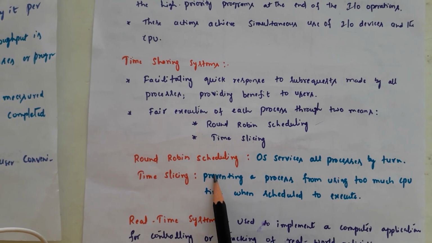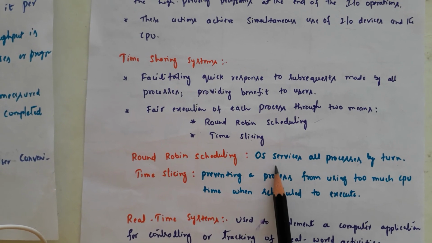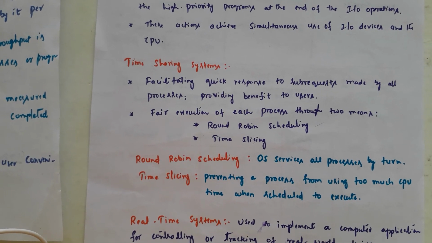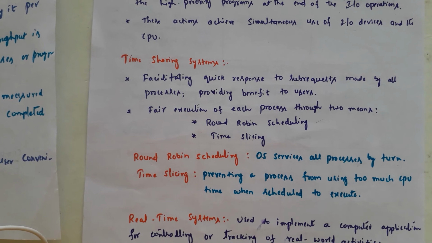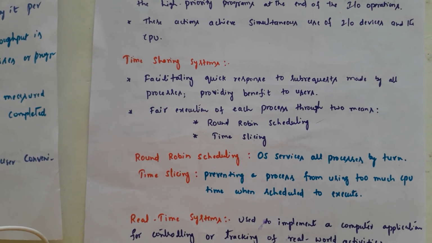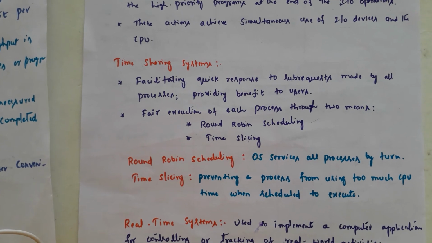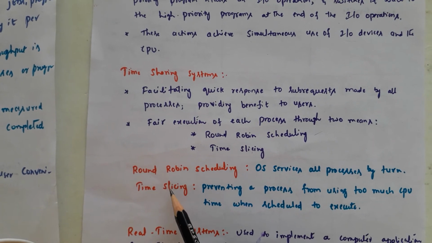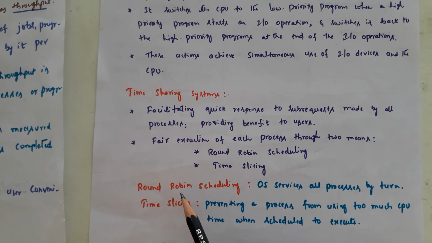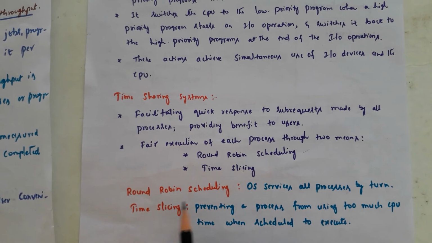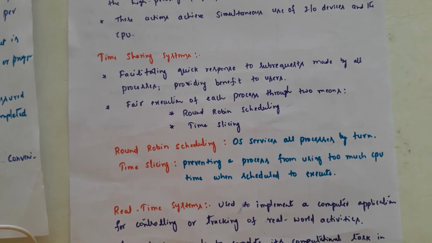So in round robin scheduling, the operating system will give service to all the processes based on turn. Whereas in time slicing, the CPU will prevent any program from using the CPU for a longer period. Based on these two concepts, we get the time sharing methodology for all the programs, right? One is round robin scheduling and the other one is time slicing.